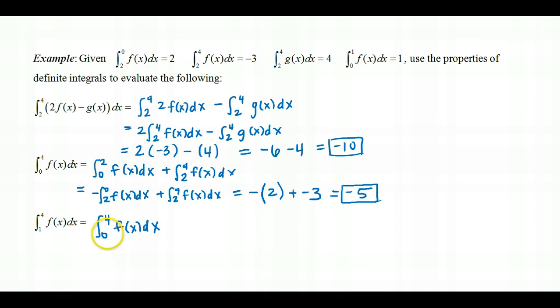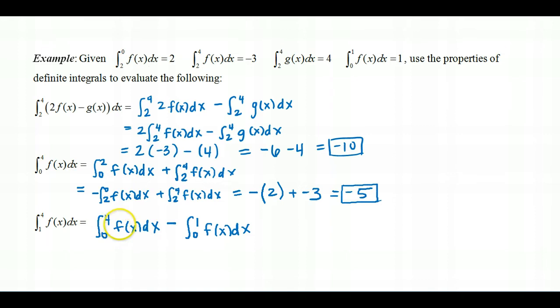But that's overcompensating. That's more area than I want to consider. I only want what's going on between 1 and 4. So what I'm going to do is subtract the integral from 0 to 1 of f of x dx. And that piece of information I do have. It's the last part that I haven't used yet. The integral from 0 to 1 of f is 1. So what I'm doing here is really using that last property, but a rearrangement of it.